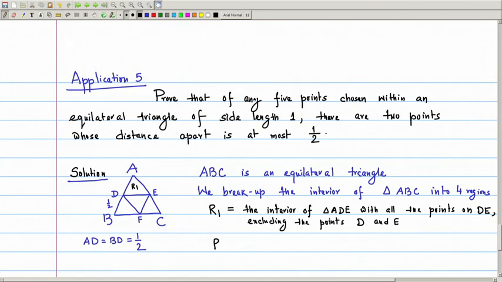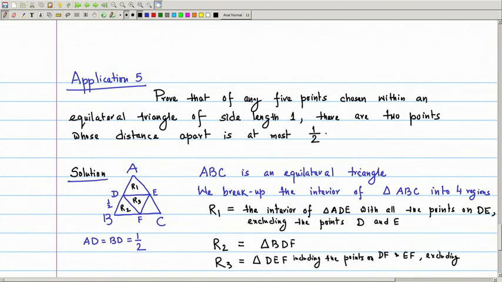Then I take R2, which is triangle BDF. Then I take R3, which is the interior of triangle DEF, including all points on DF and EF, and excluding the points D, E, F.